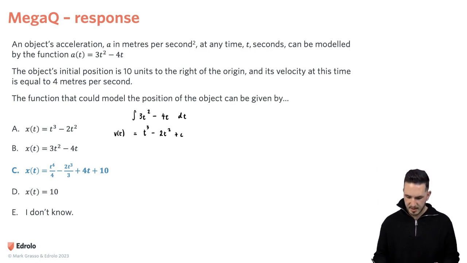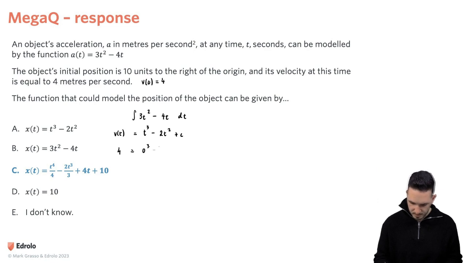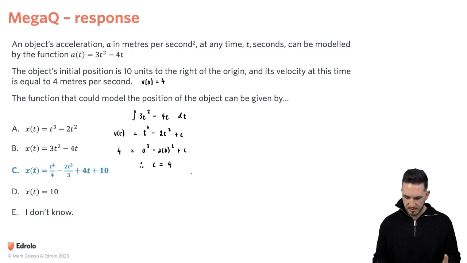We know the object's initial condition, so when time is 0, its velocity is 4 meters per second. So essentially that tells us v of 0 equals 4. So we can use this point to solve for c. So we have 4 equals 0 cubed minus 2 times 0 squared plus c. Therefore, c equals 4.